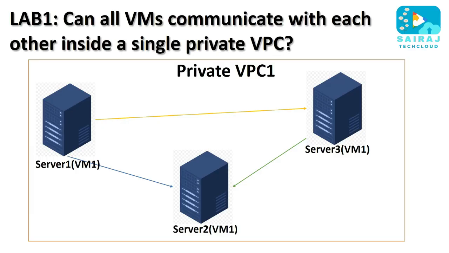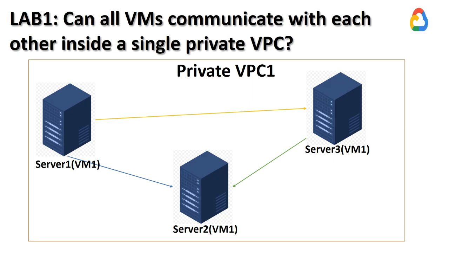Guys, in this lab, I'll show you. First of all, I'll create a private single VPC, as you can see here, VPC1, and inside the VPC1, I'll create three Linux servers, server 1, server 2, server 3. Then I'll verify or ping server 1 to server 2, server 2 to server 3, and server 1 to server 3. Can all VMs communicate with each other inside a single private VPC network or not? I'll show you inside the lab.